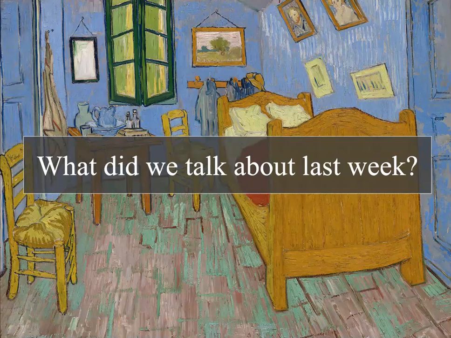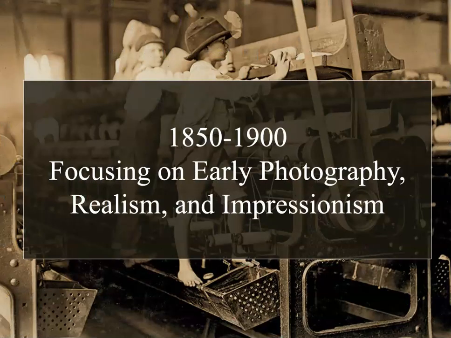So what did we talk about last week? What were some of the ideas? Remember, we talked about these artists and artistic movements before the modernist period, what leads up to the 1850s and modernism, and then we talked about the form analysis of this work by Vincent van Gogh of his bedroom. So we're moving into 1850 through 1900, focusing on early photography, realism, and Impressionism, as well as the pre-Raphaelites.